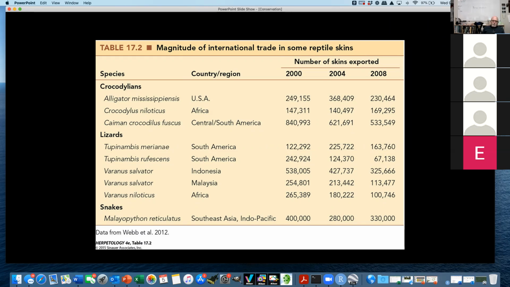Now that their numbers have recovered, hunting has resumed in many places, and as a result of that, you've got trade in the skins of these animals. There are also all sorts of snakes and lizards that are also used for their skins, once again, to make things like handbags and boots. But in many cases, these things are significant. Varanus salvator, over 500,000 skins of Varanus salvator back in 2000.